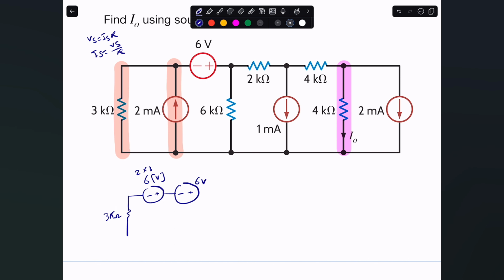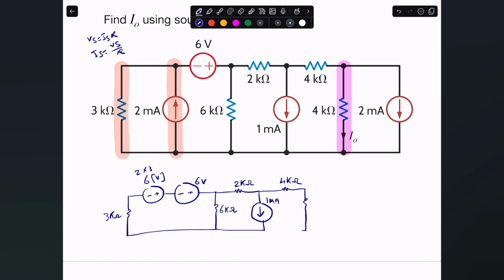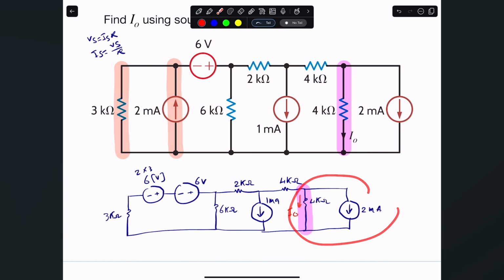We continue drawing the circuit, and I believe this will be 6 kilo ohms, and what we have in here is another 2 kilo ohms, and we have a current source moving downwards, that's 1 milliamp, and we have that 4 kilo ohms in here. This is the resistor we're interested in, 4 kilo ohms, and let me make sure I highlight it, this is the current I'm interested in. The current source stays the same, going downwards in here, and that's 2 milliamps. I'll highlight this again just to make sure that I don't convert it, because again it's the same pattern, but I will not do the conversion.